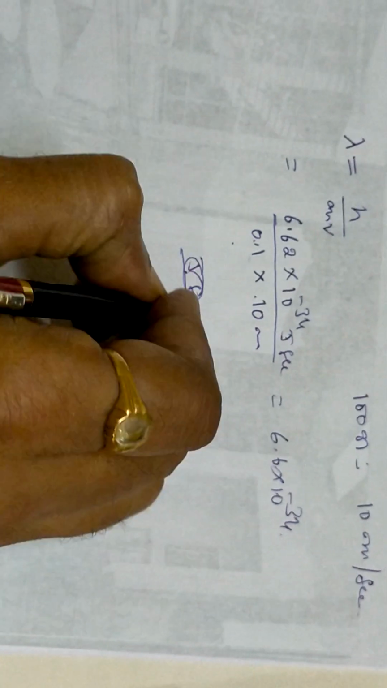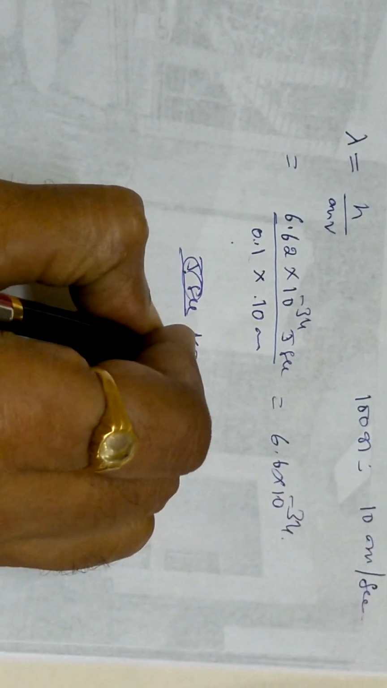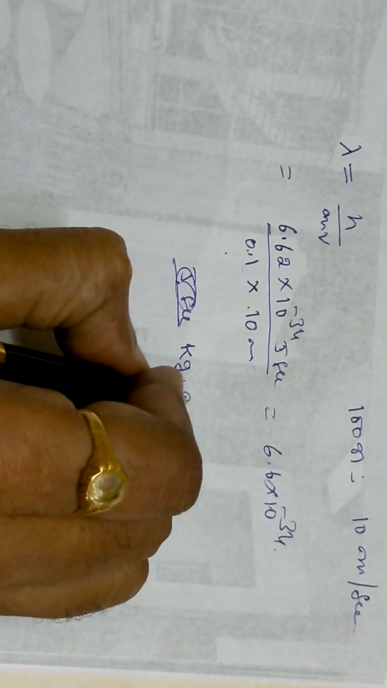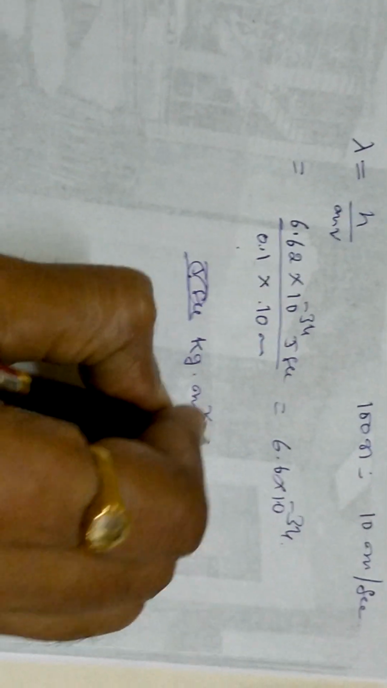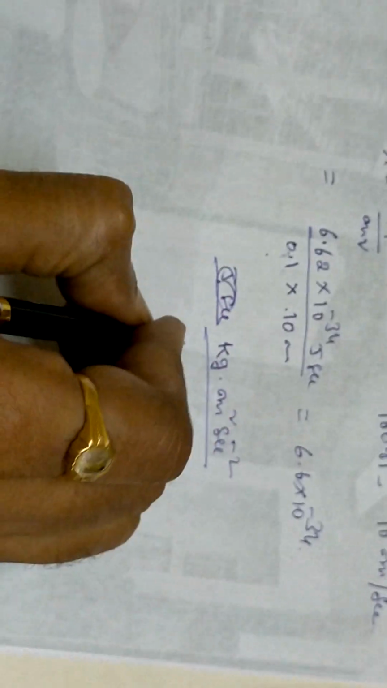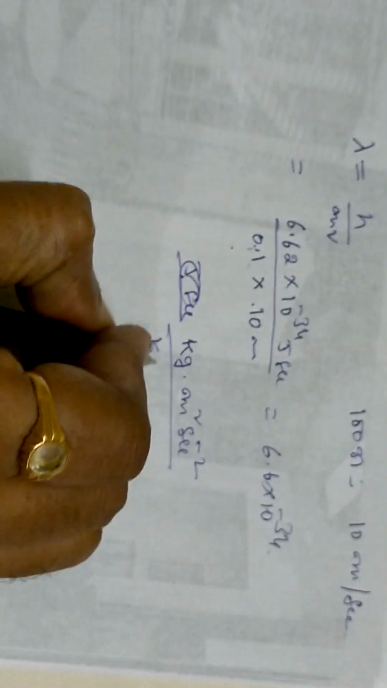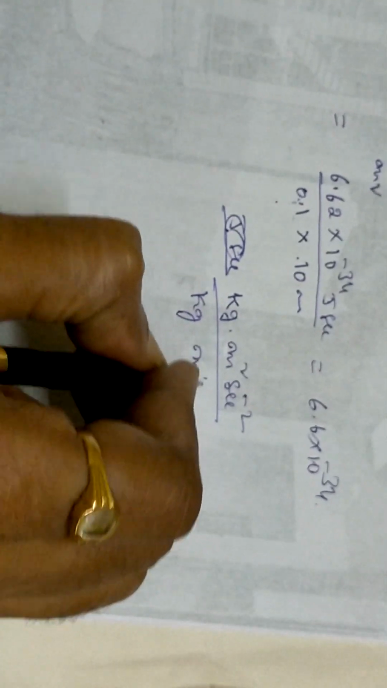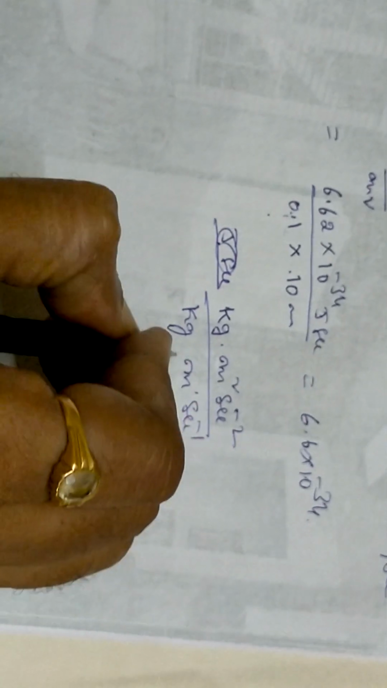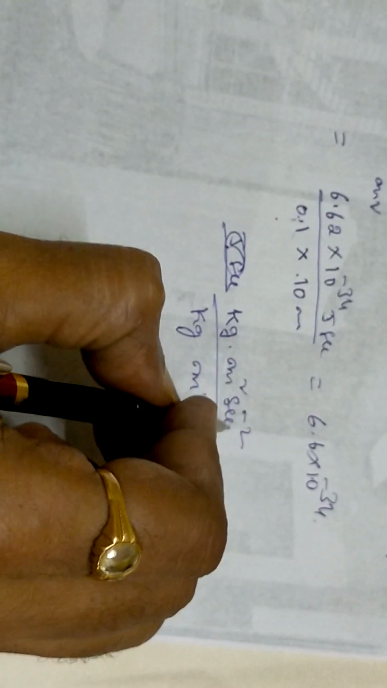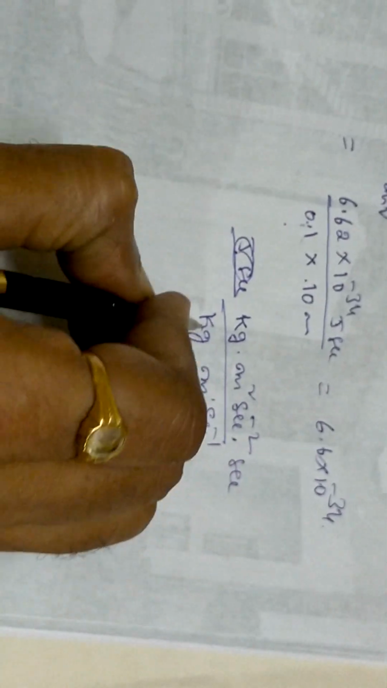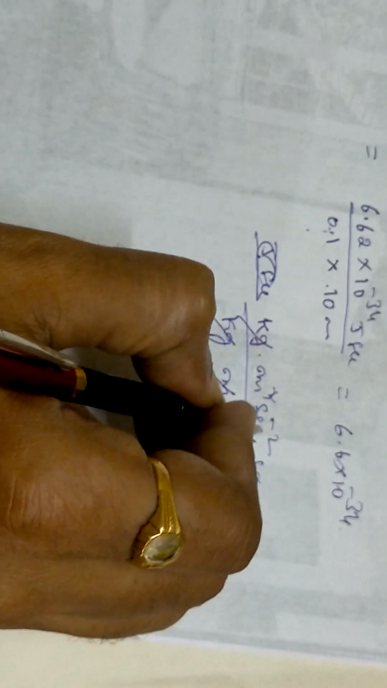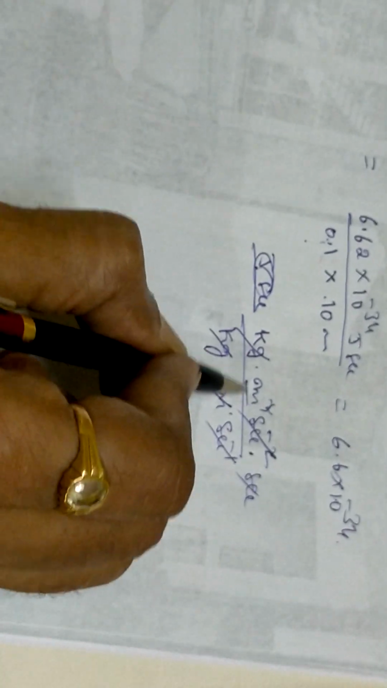Joule second is nothing but kg, that is mass, into velocity square, that means meter square per second square, into second. Then in the denominator you have kg, that is m, and velocity, which is meter per second. Kg cancels, one meter cancels, second square cancels. So finally you will get meter.